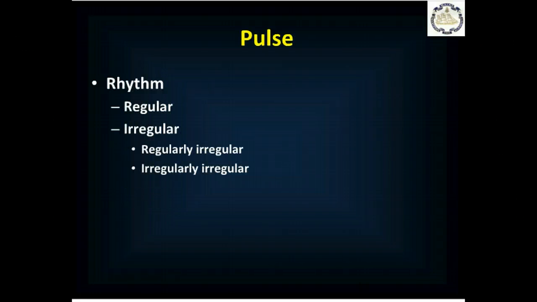In addition to describing the rate, we also describe the rhythm of the pulse. The rhythm can be regular, pup, pup, pup, pup, or it can be irregular. And if it's irregular, it can be regularly irregular, pup, pup, pup, pup, pup, pup, or it can be irregularly irregular, pup, pup, pup, pup, pup, pup, pup. And those mean different things about what's going on with the heart.